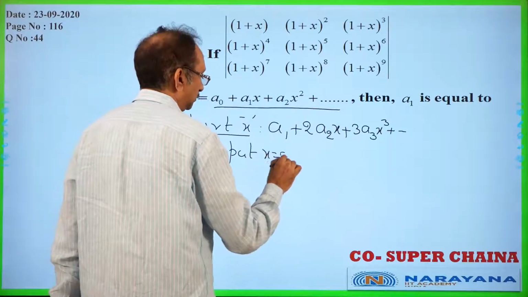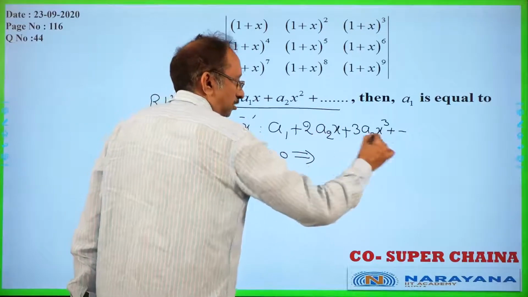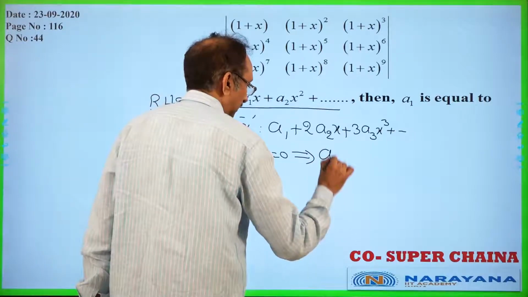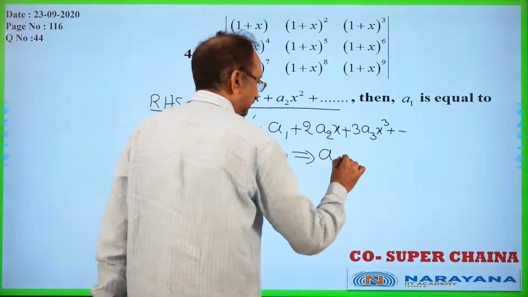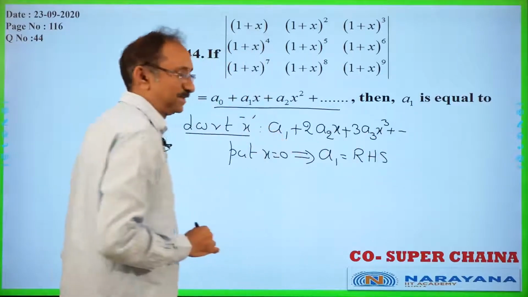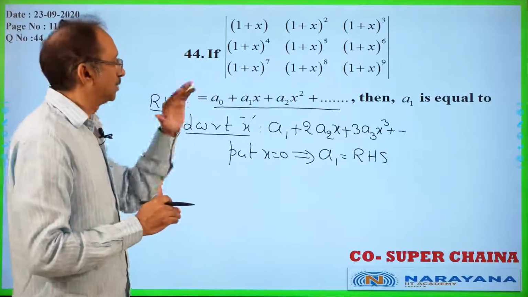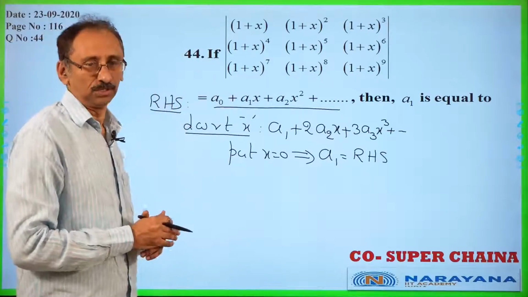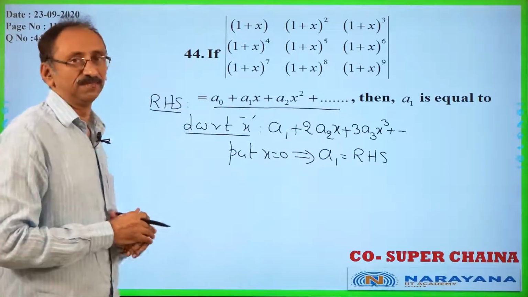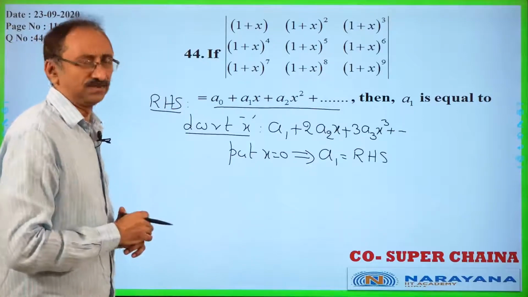Put x is equal to 0. Then from this expression all terms become 0 and you will get a1. So what is the right hand side? a1. Similarly, we differentiate the left hand side and we substitute x is equal to 0, then we get the value of a1 from the left hand side. So how to differentiate that and how to get the value?